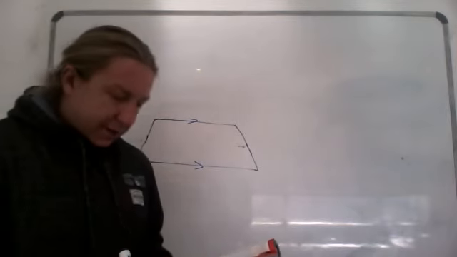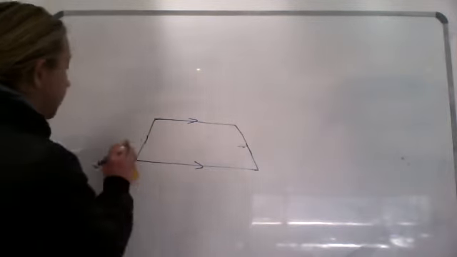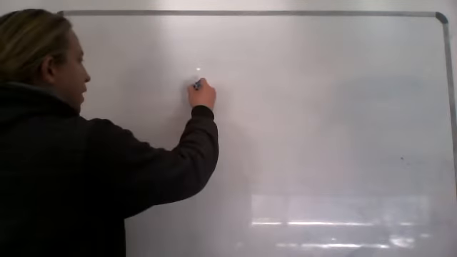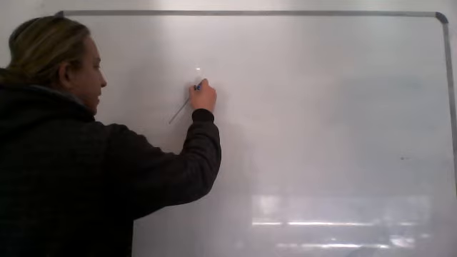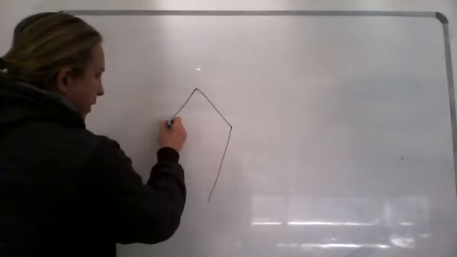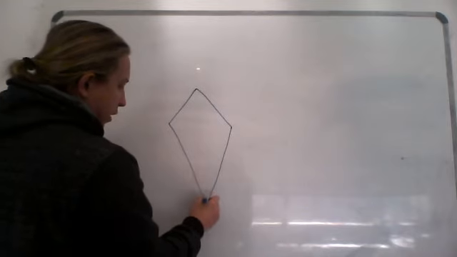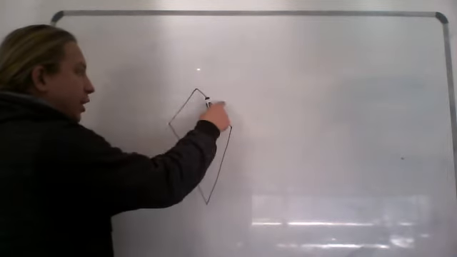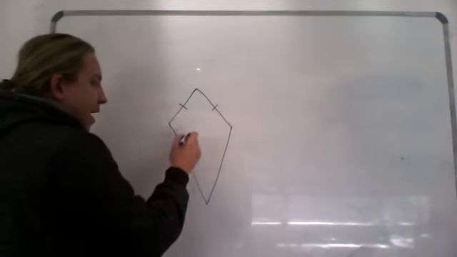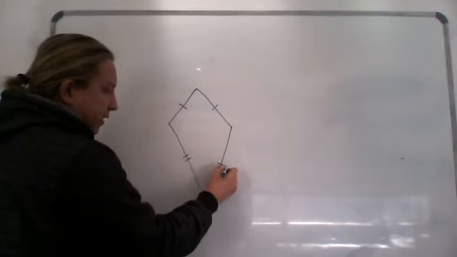Right, and then the last figure we have is a kite. Okay, so properties of a kite, we have two pairs of adjacent sides that are equal. So here's our kite. The two adjacent sides are these two. Okay, these are the same. And these two are the same.